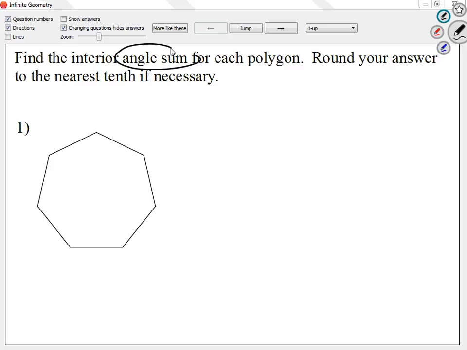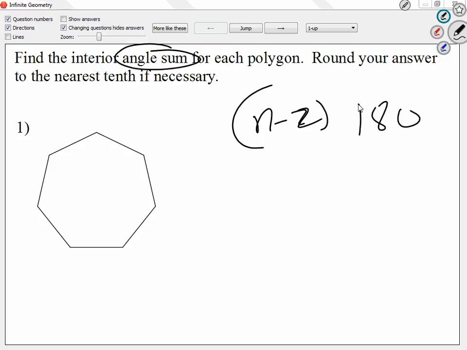So angle sum basically means what do the angles on the inside add up to. And I know for the interior angles, we have our formula, n minus 2 times 180. Right, that's n minus 2 times 180. That's our formula. So for us to be able to use it, let's count how many sides, because that's the same amount of how many angles.